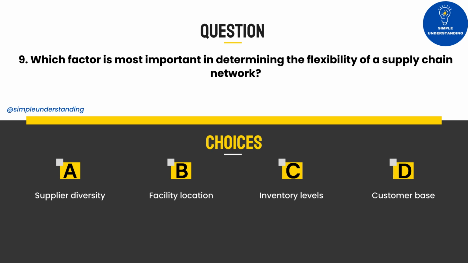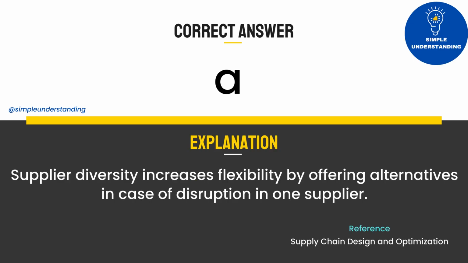A. Supplier diversity. B. Facility location. C. Inventory levels. D. Customer base. Correct answer A. Explanation. Supplier diversity increases flexibility by offering alternatives in case of disruption in one supplier.